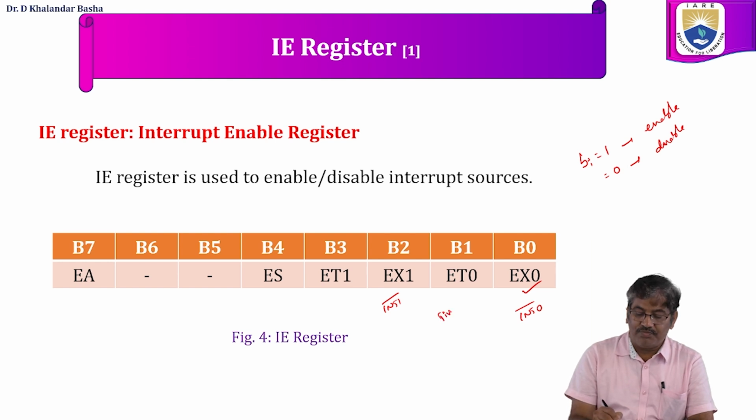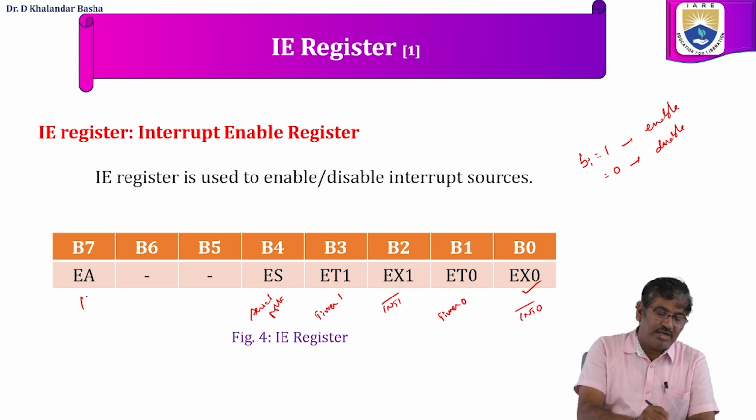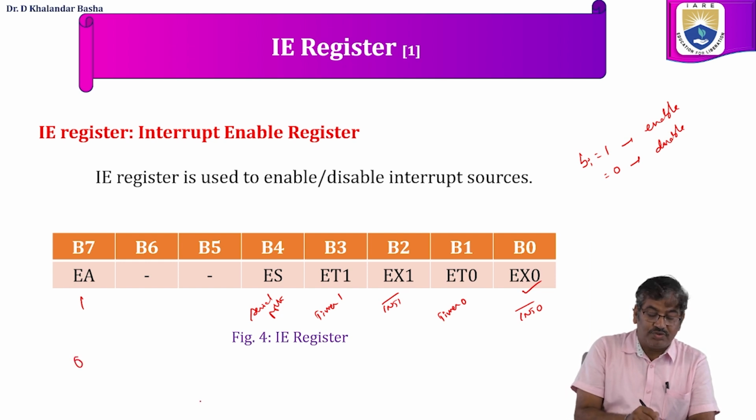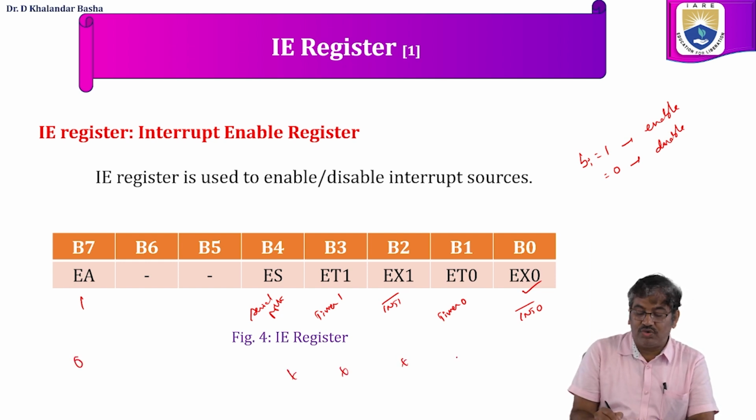For timer 0, we have ET0, to enable timer 0 interrupts. ET1 is for enabling the interrupts for timer 1. ES is for enabling the interrupts on the serial port, either transmit or receive. Any one of these 5 interrupts, if you want to enable, we have to set the EA bit equal to 1. If you make the EA bit equal to 0, this will be considered as don't care.